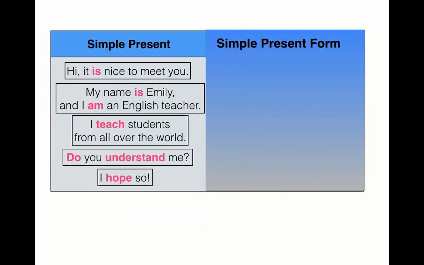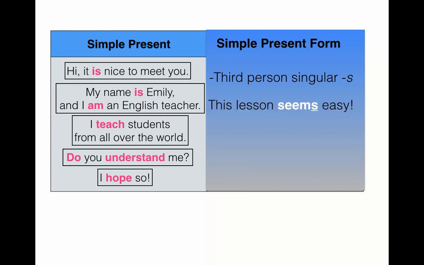Let's start with the form of the simple present. It's important to remember that third-person singular subjects get an S at the end of the verb. For example, this lesson seems easy.